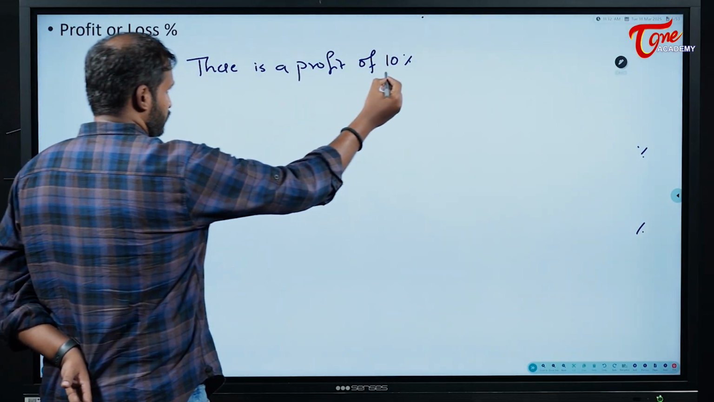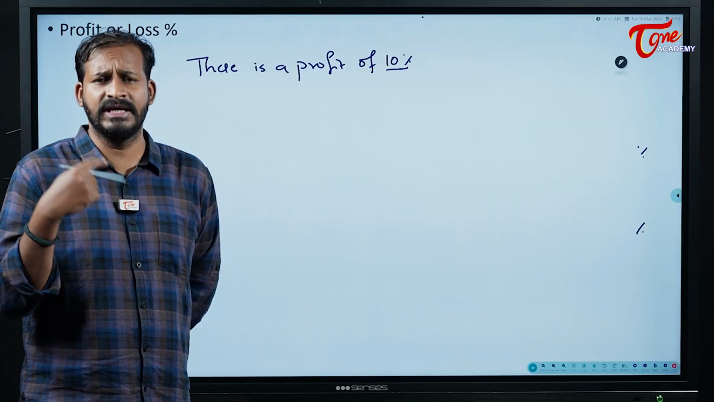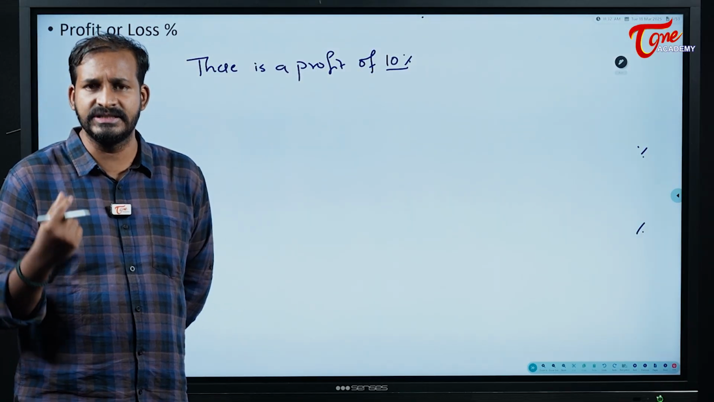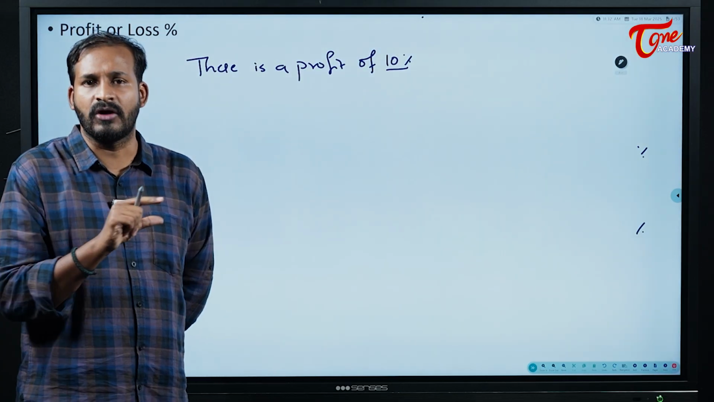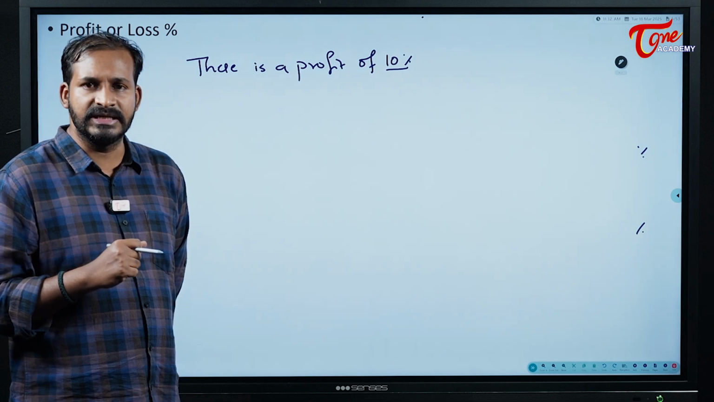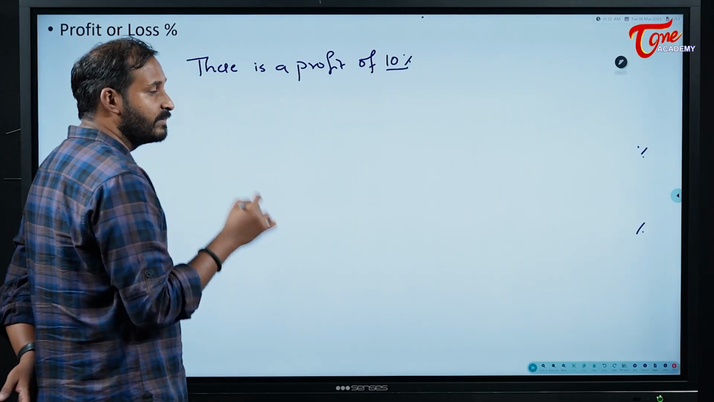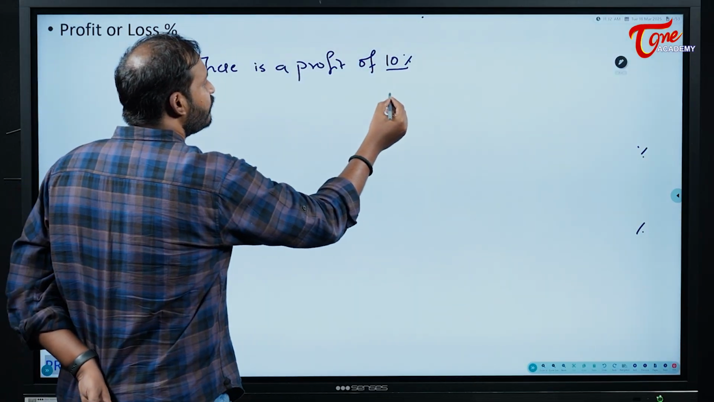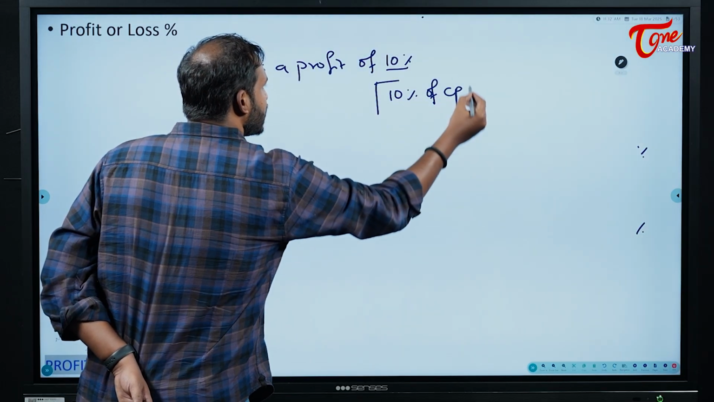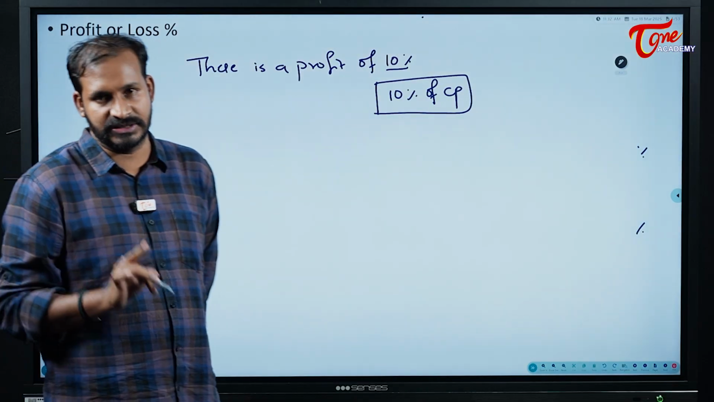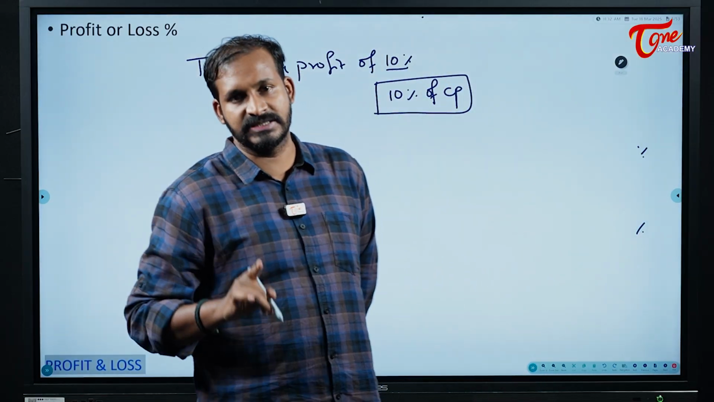Please see here, profit of 10% means, just now we have seen, whether calculating the profit percentage or loss percentage, taking what as a base we calculated? Taking cost price as a base. So the same thing. They will simply mention that there is a profit of 10%. But what we should understand is there is a profit of 10% of cost price. The meaning of this 10% is nothing but 10% of cost price. Similarly, if they say that there is a loss of 20% means 20% of cost price is the loss.